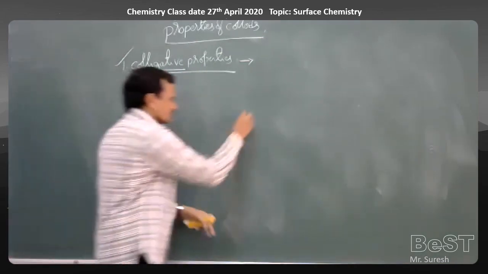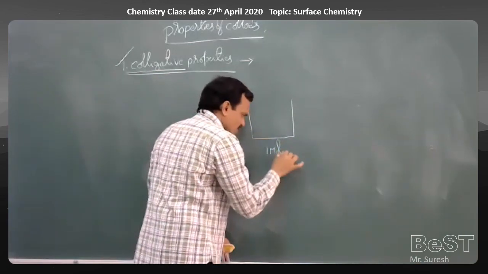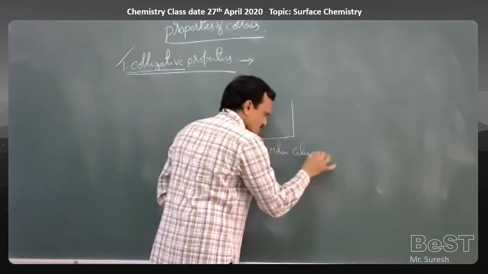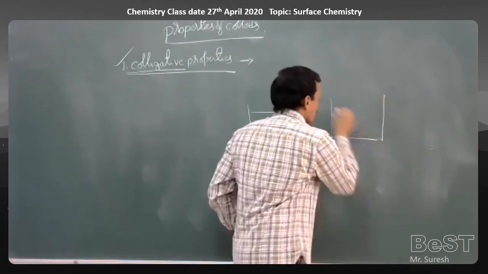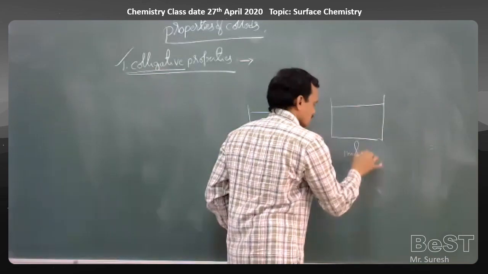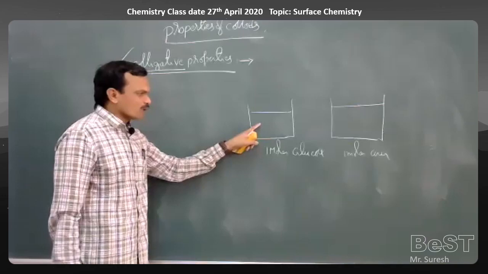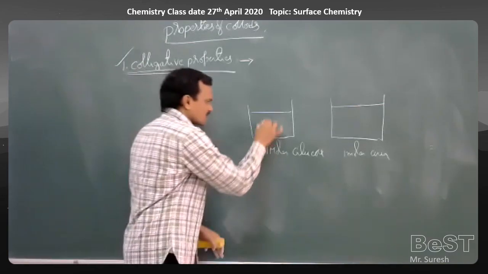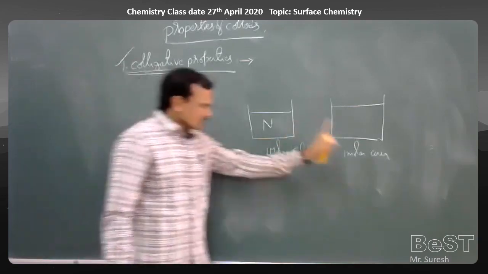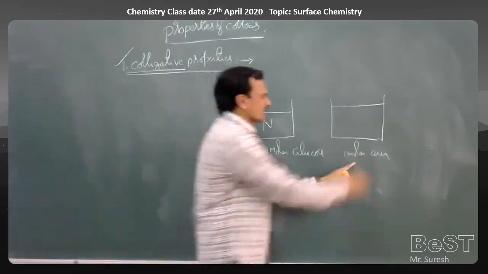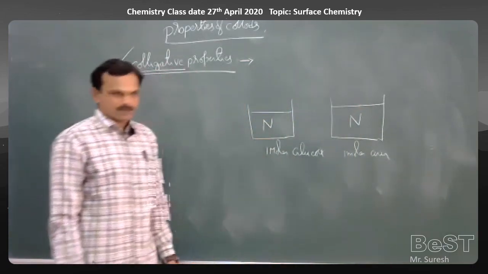A simple example. I have taken a 1 molar solution of glucose and one more 1 molar solution of urea. If you take 1 molar solution of glucose, this contains Avogadro number of glucose molecules. Similarly, 1 molar urea solution also contains Avogadro number of urea molecules.